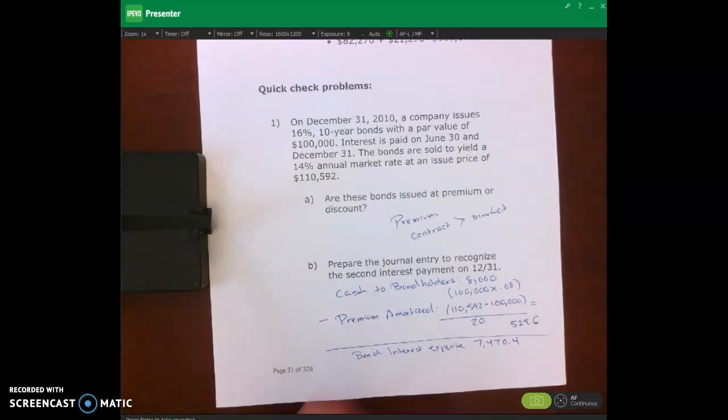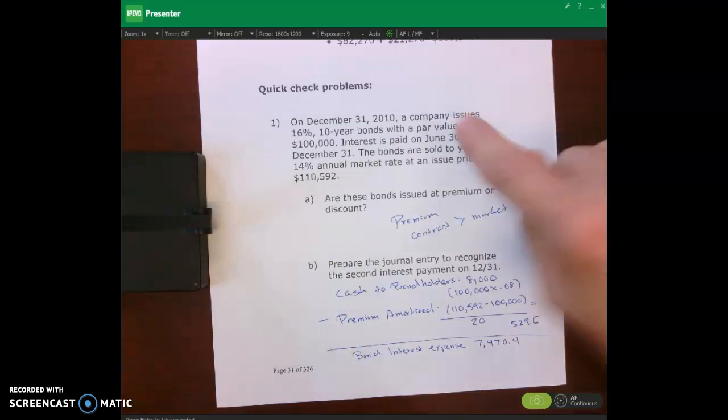The second one, prepare the journal entry to recognize the second interest payment. The second interest payment is going to be the same as the first because it's using the straight line method. It's going to always be the same with the straight line method, so it just does not matter. So we have to calculate our bond interest expense, and so to do that, we have to first figure out how much cash do we pay our bondholders.